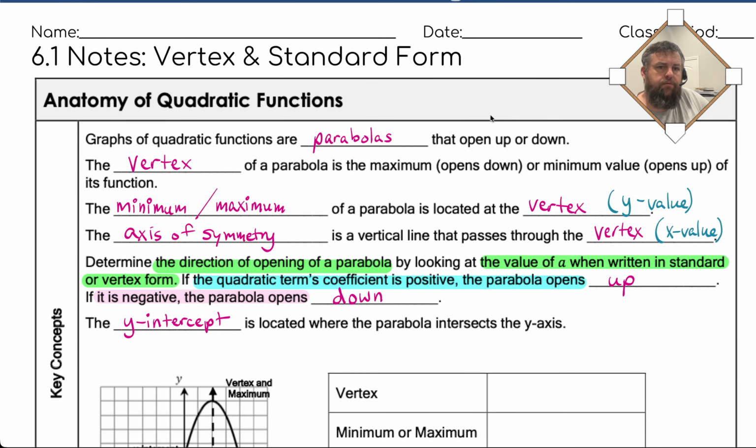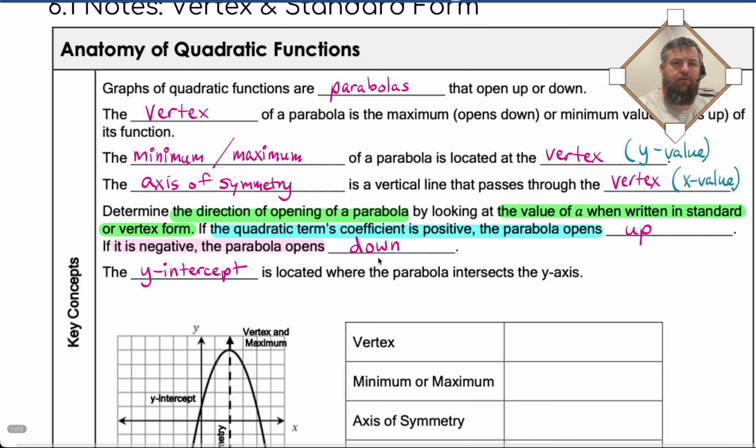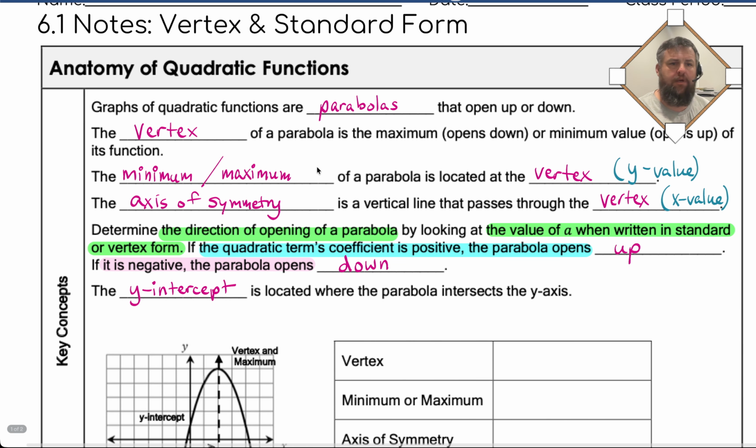Okay, welcome to 6.1. This is chapter 6 over quadratics and equations. In 6.1, we're going to go over vertex and standard form. So we're going to go over the key concepts in this first video. The anatomy of the quadratic function goes like this.